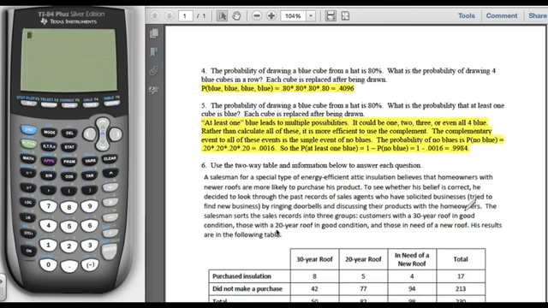Now we're in part 3 of our review for test 2. We'll continue on with our chapter 5 questions in numbers 4, 5, and 6 on this page. It says the probability of drawing a blue cube from a hat is 80%. What is the probability of drawing 4 blue cubes in a row, and each cube is replaced after being drawn?